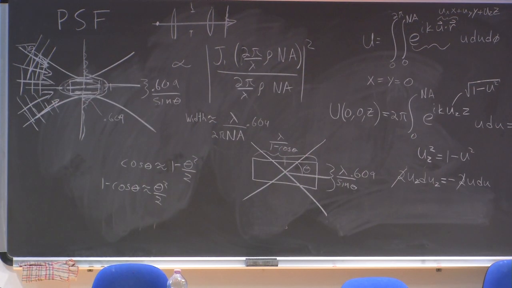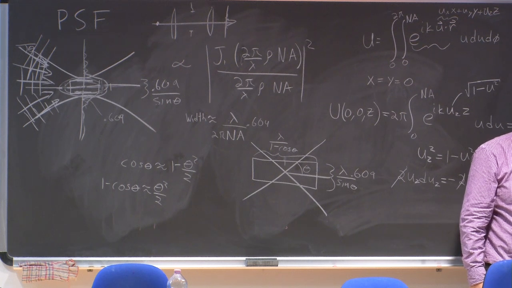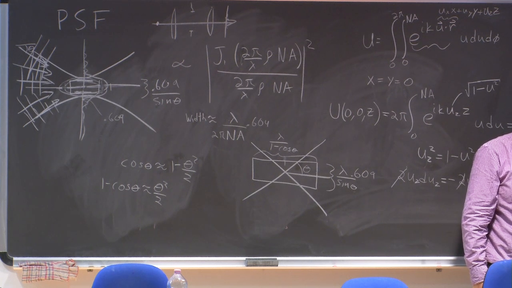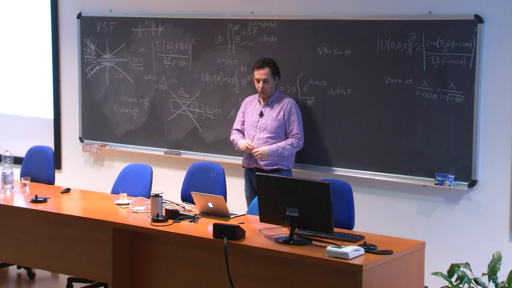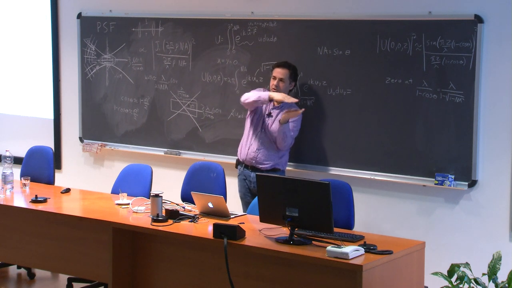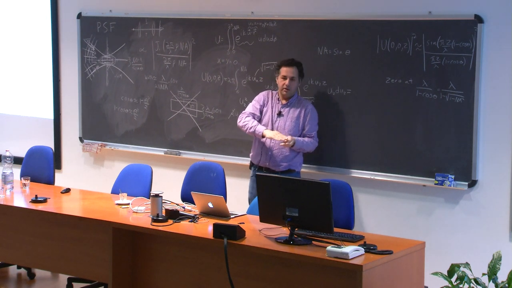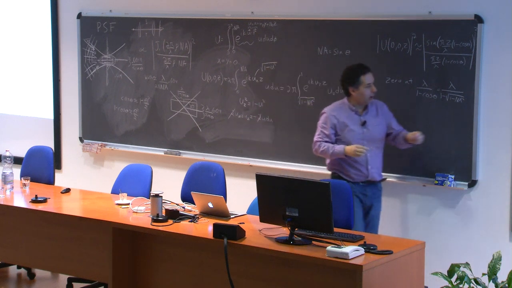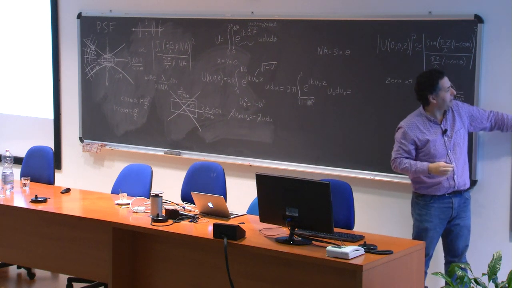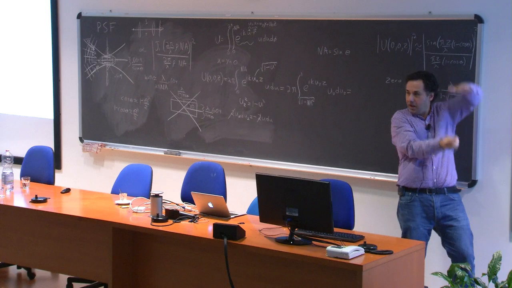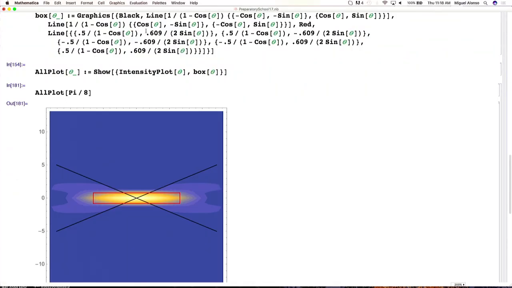So let's see. As I close the numerical aperture, the focal region does get wider, and looks thinner, but it's because I'm using a bigger scale. I'm scaling things so that it fits. So it gets wider, but it gets much longer.